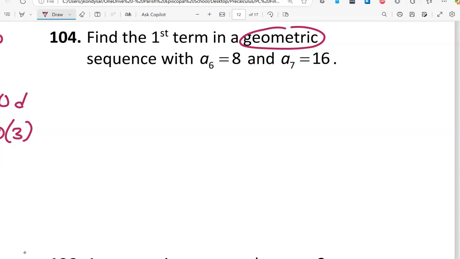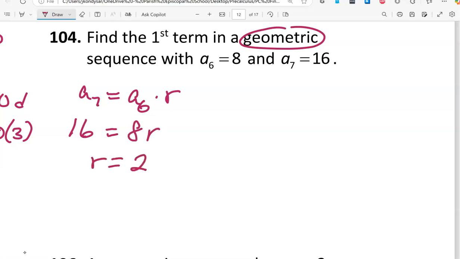In 104, we can find the first term in a geometric sequence. Remember, in a geometric sequence, we multiply by r to get from one term to the next. So with that in mind, the 7th term will be equal to the 6th term times r to the first power. So the 7th term is 16, the 6th term is 8, and if we divide, that's going to give us an r value of 2.